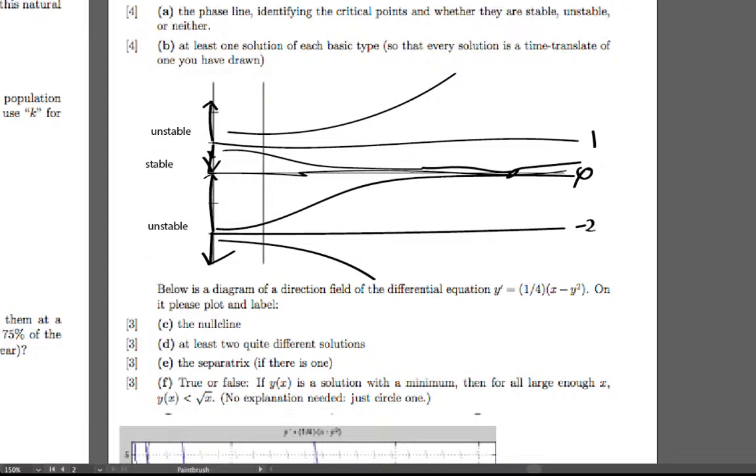So you just follow the arrows to determine where you go. Do you go up or do you go down? And you cannot touch the isocline of 0, the nullcline.